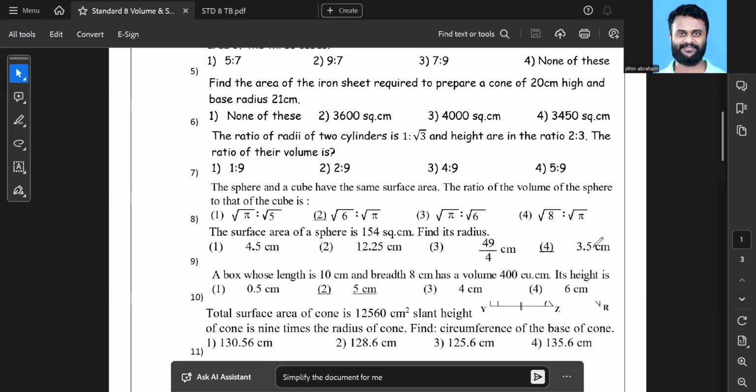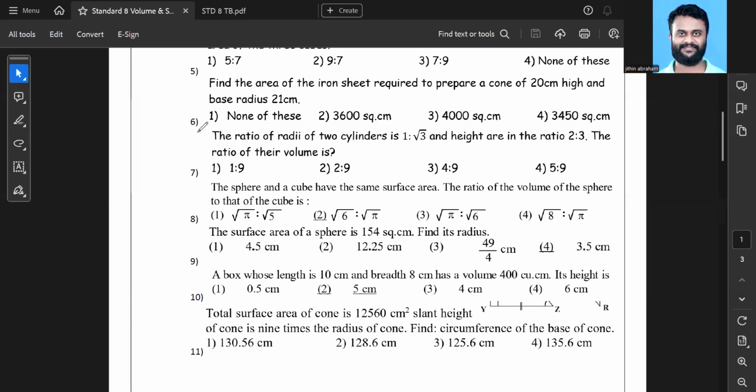So, my dear children, I was trying to explain the seventh problem when I was connected earlier. They have given the ratio of radii of two cylinders as 1 to root 3, and height they have given as 2:3, and what they are asking is the ratio of their volume. So the volume's ratio is V1 divided by V2. The first volume is pi r square h, and the second is again pi r square h.